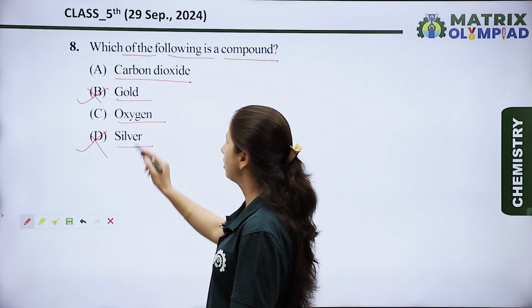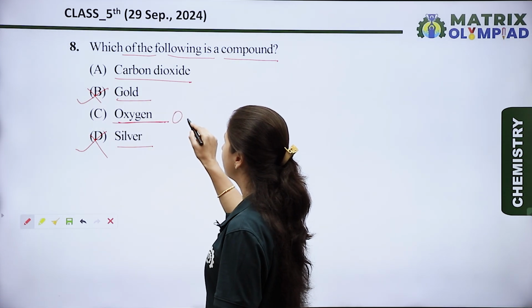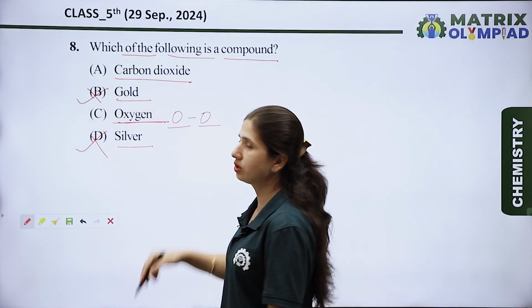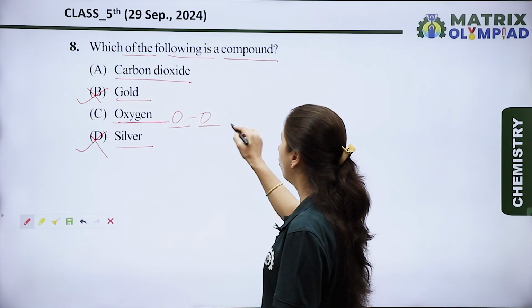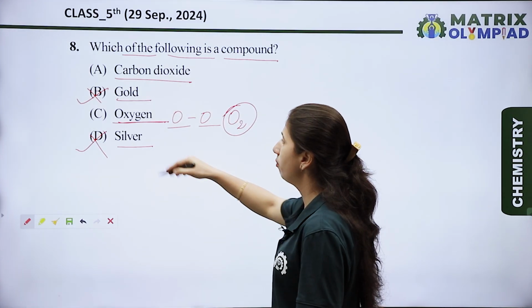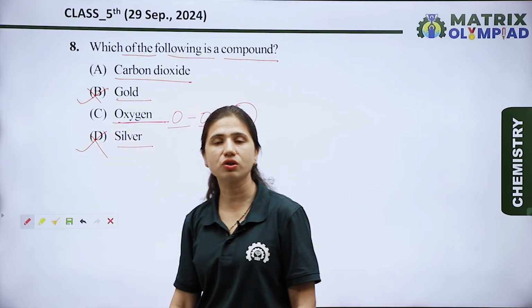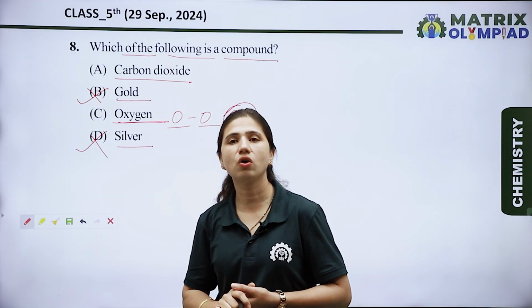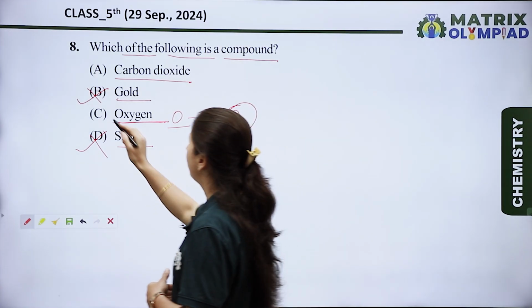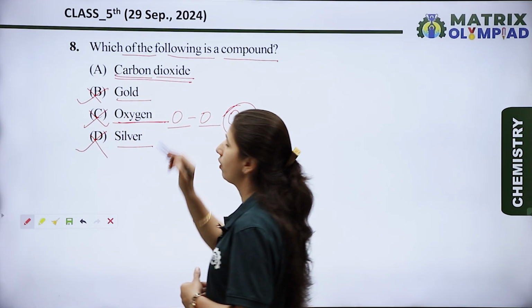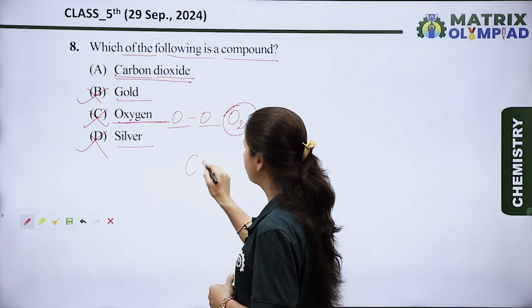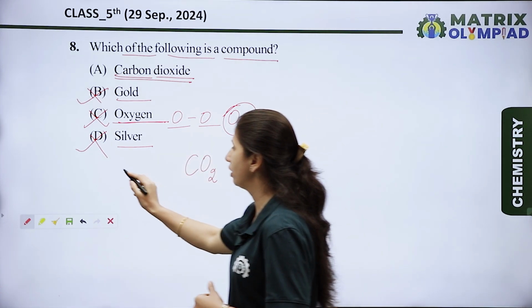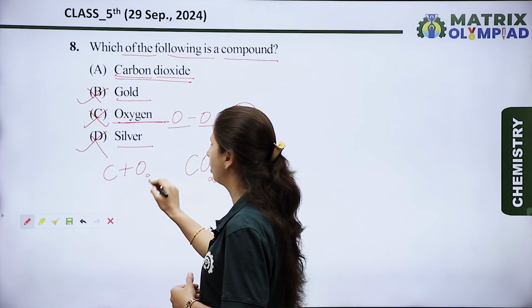Now we will discuss oxygen. Oxygen is made up of oxygen, or we can say if it is present as O2, then it is in the molecule form, and if we discuss a single oxygen atom, then in that condition it is also an element. But when we discuss carbon dioxide, CO2, it is formed by the combination of carbon and oxygen.